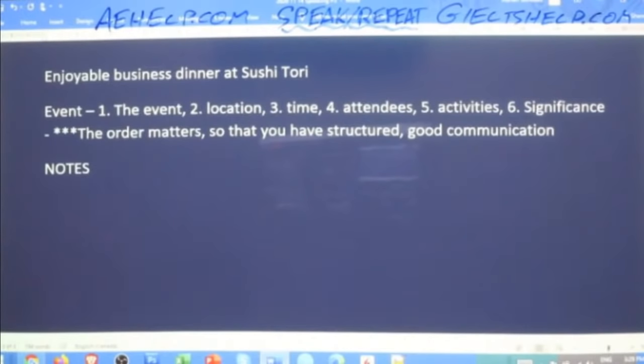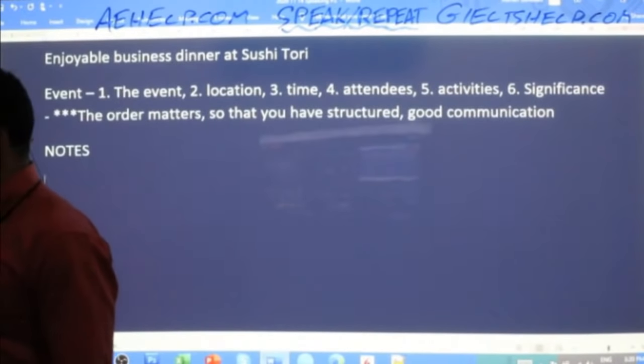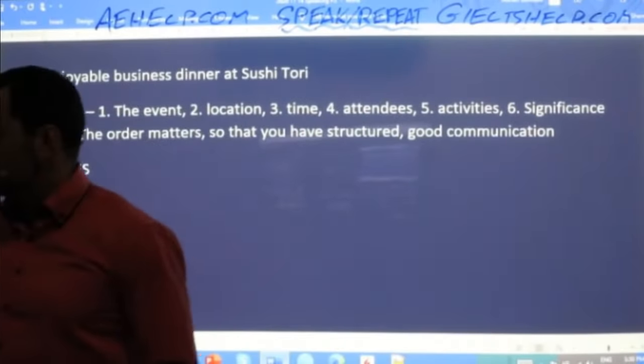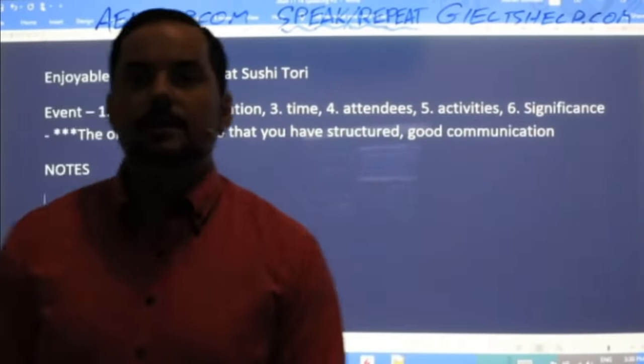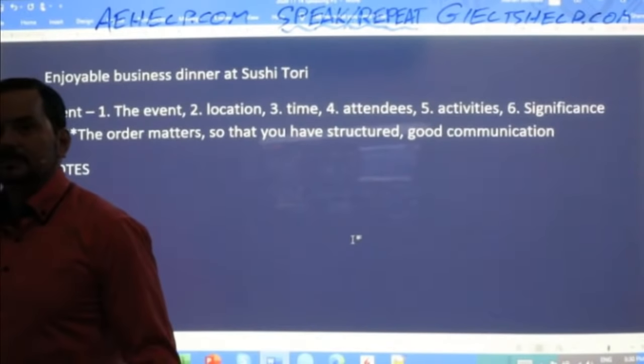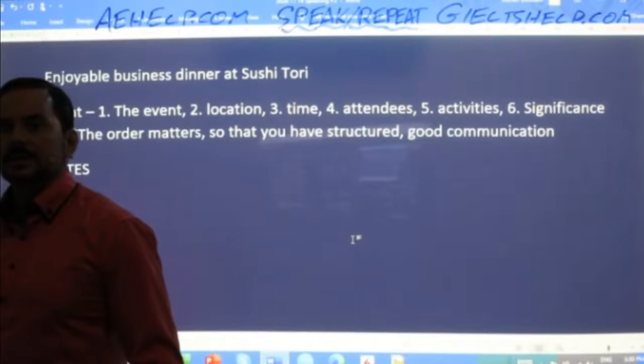So we know the event. It's a business dinner at Sushi Tori. Give me some useful notes. First of all, about the event. So give me some useful notes about the event. Okay, and let's move quickly here. All right.